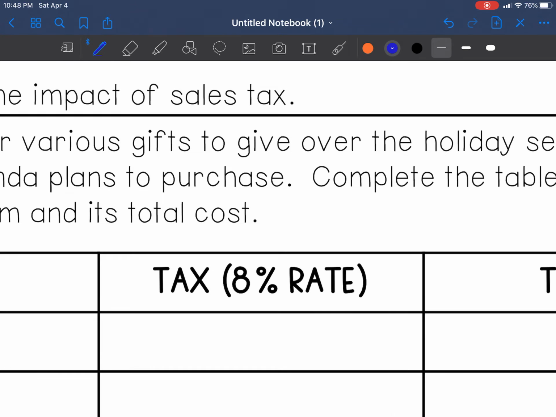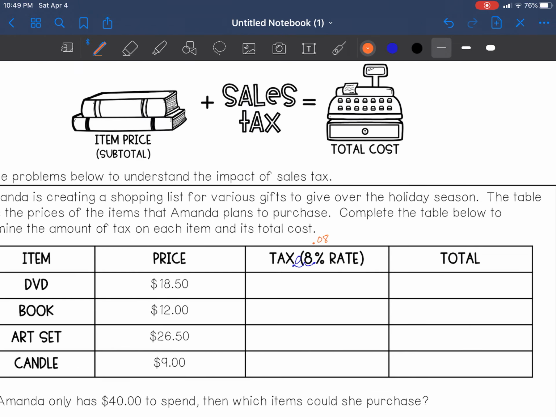Now, one thing we need to remember, this is an 8% rate. Where is our decimal? At the end. We want to make it a decimal, not a percentage. So we move it twice to the left, 1, 2. So our decimal that we're going to be working with is 0.08. That's the number we're going to be multiplying to find out our tax.